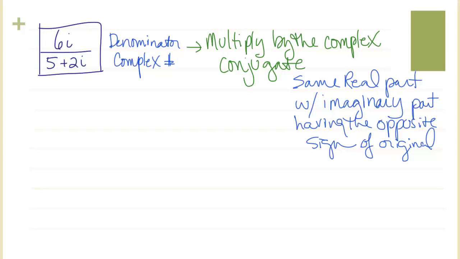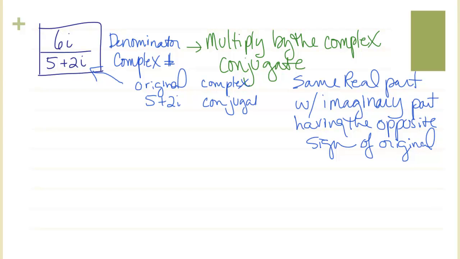So, meaning on this one, here's my original, 5 plus 2i. So the complex conjugate is going to be 5 minus 2i. Fancy name, easy thing to do, right? Just change it to a negative 2i. Okay, so what we're going to do is we're going to multiply the top and bottom by 5 minus 2i.